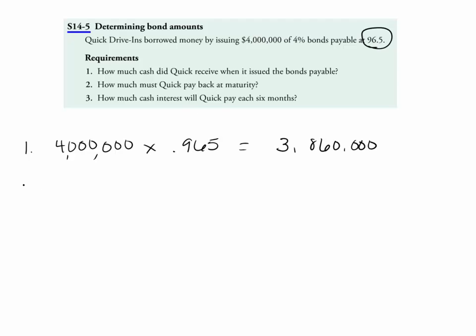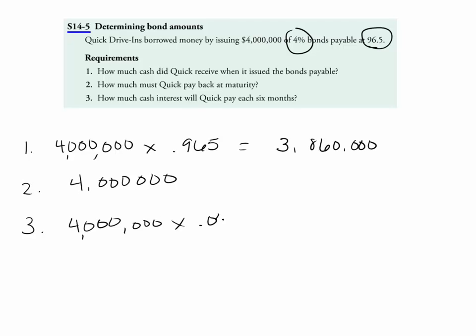How much do they have to pay back at maturity? That's always the face value. So that's $4 million. And then how much interest will they have to pay every 6 months? That's what this one determines, all right? The stated interest rate. So $4 million times 4%, and this is every 6 months. So 6 over 12 or 0.5 means their semi-annual interest payments will be $80,000.